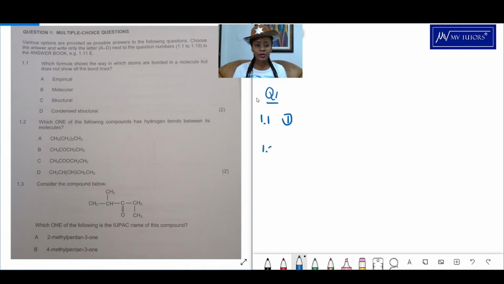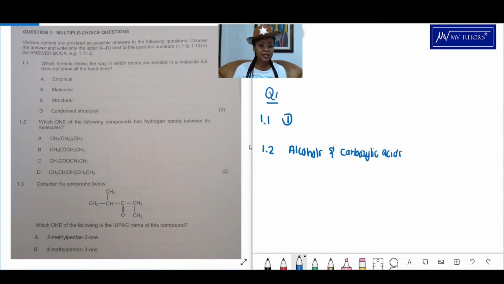And then 1.2, which one of the following compounds has hydrogen bonds between its molecules? If you have studied what kind of bonds or forces exist between your hydrocarbons or any other functional group, you would know that alcohols and carboxylic acids are the ones that have hydrogen bonding. Okay, so let's have a look.